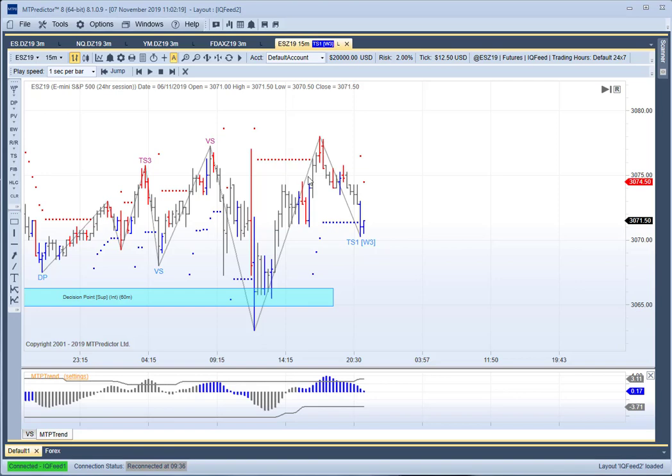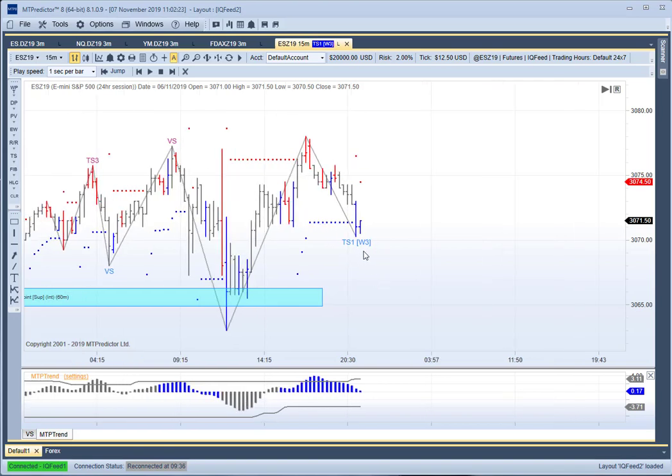The market made an initial rally up, then made an initial correction down into a potential TS1 or W3 trade setup. Our MTP trend had then turned blue as well to confirm that the larger degree trend was indeed up, but up off our larger degree support. So this is what we're looking for. We're looking for the market to make a meaningful reversal and then have the picture clear.